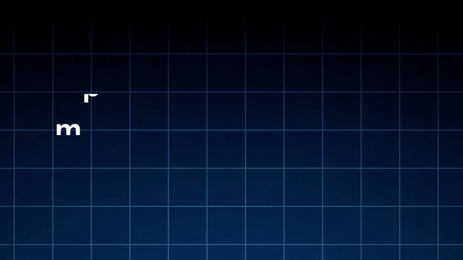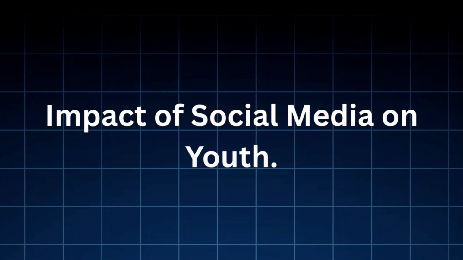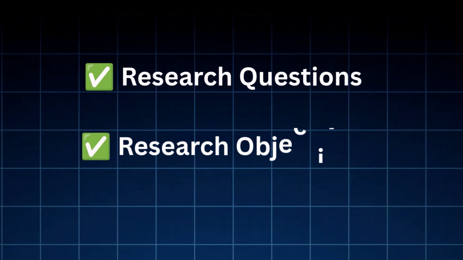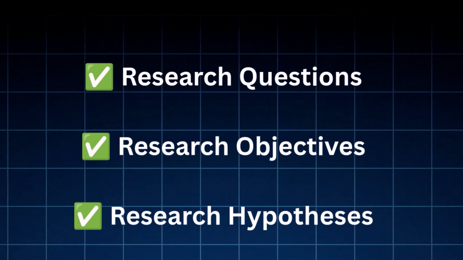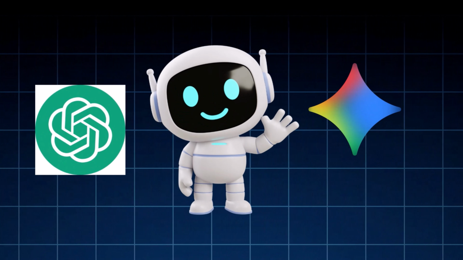So, today's example research topic is impact of social media on youth. By the end of this video, you'll know how to create research questions, research objectives, and research hypotheses using AI tools like ChatGPT or Gemini.